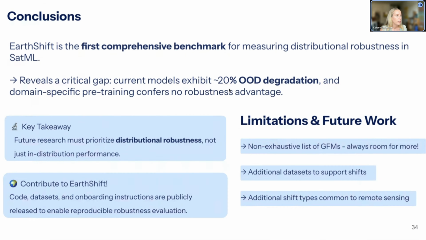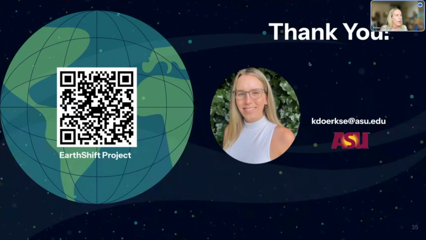But again, all of the code, data sets, and onboarding instructions for how to interface with the tool are publicly released. You can find all of the information about the EarthShift project, our project website, the arXiv paper, as well as the code and links to the data. All the data we used is open source too, via that QR code. And I'd be happy to take any questions or comments at this time.